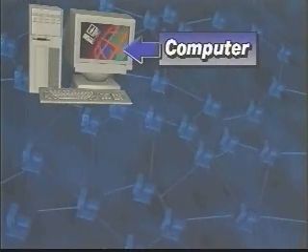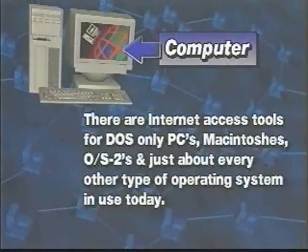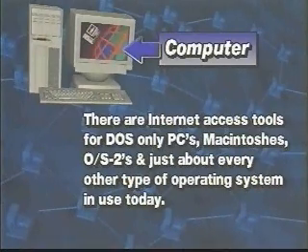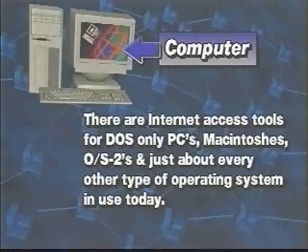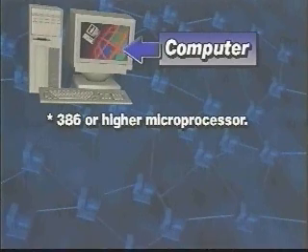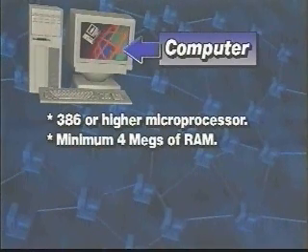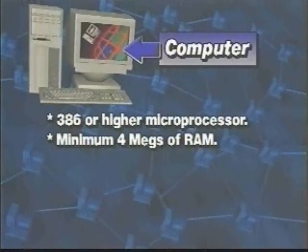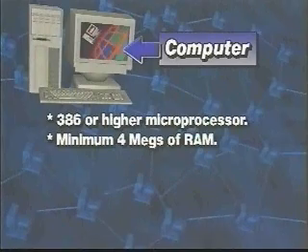The first item on our list is a computer. I should mention here that there are internet access tools for DOS-only PCs, Macintoshes, OS2s, and just about every other type of operating system in use today. We will be referring to Windows-based PCs in this lesson. Your computer should have a 386, 486, or Pentium microprocessor. You will need at least 4 megabytes of random access memory, better known as RAM. 8 megs of RAM is better, and 16 megs is better yet for some of the larger graphic programs you'll find.